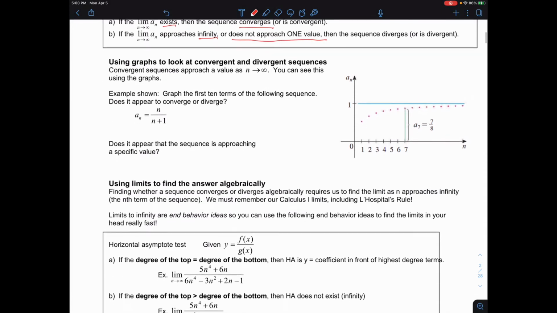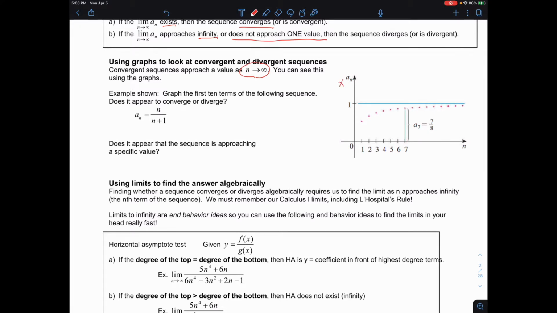So we can look at some graphs. That sometimes is very helpful to see what's going on. Using a graph to look at a convergent or a divergent sequence. Convergent sequences approach some value as n goes to infinity. You can see this in the graph.